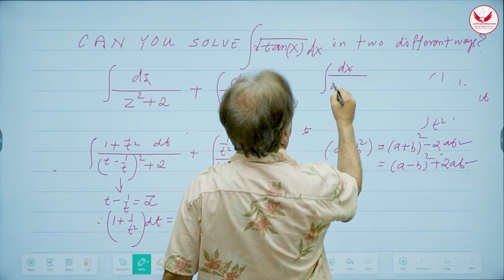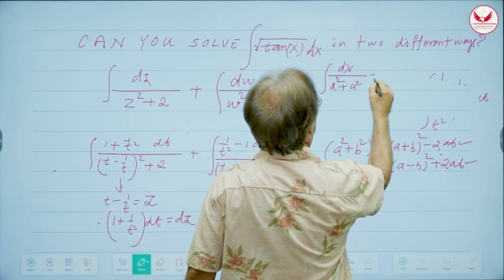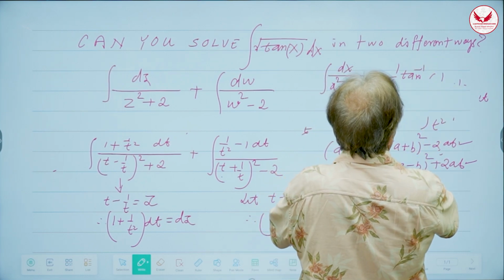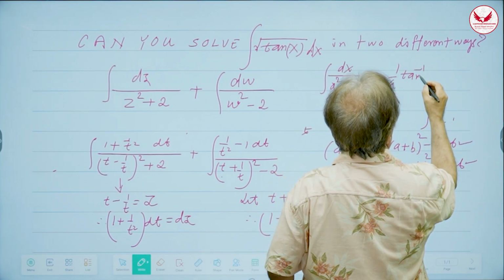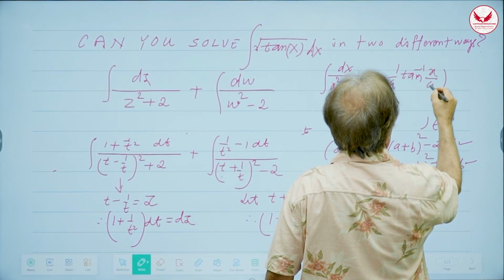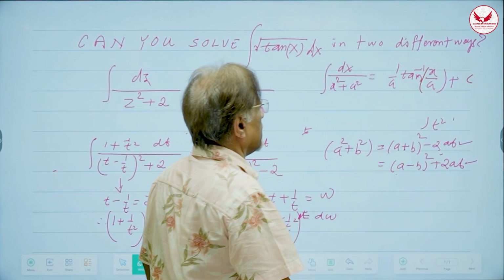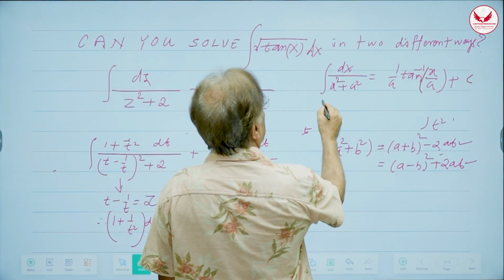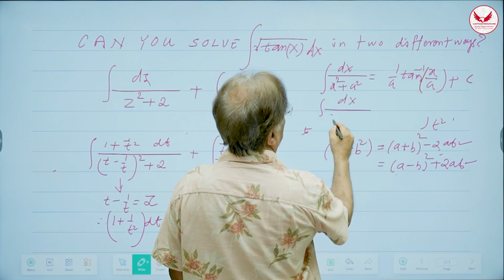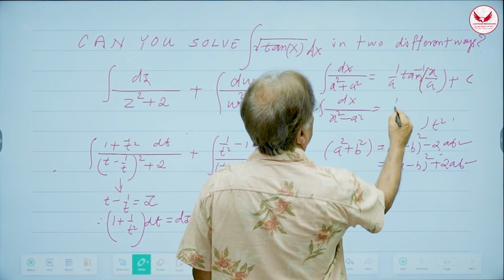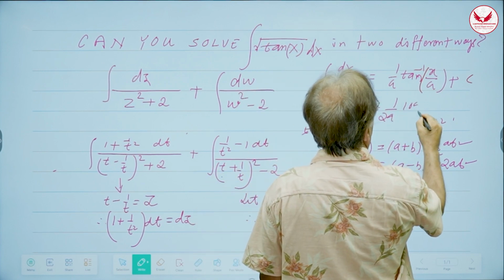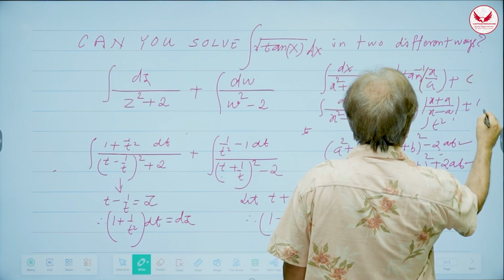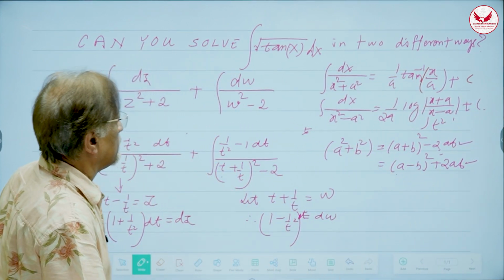dx upon x square plus a square. The integral is 1 upon a tan inverse of x upon a. This is the answer. Of course, that omnipresent constant of integration has to be there. Now this integral, that is dx divided by x square minus a square, is 1 upon 2a log of x plus a divided by x minus a plus c. Correct?